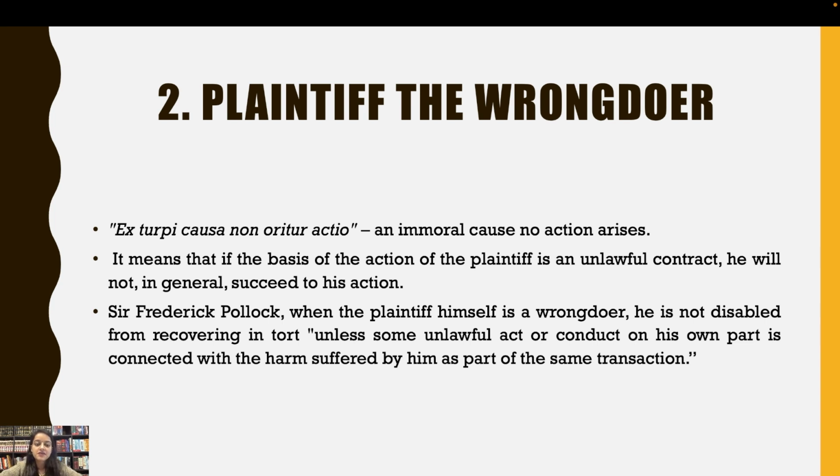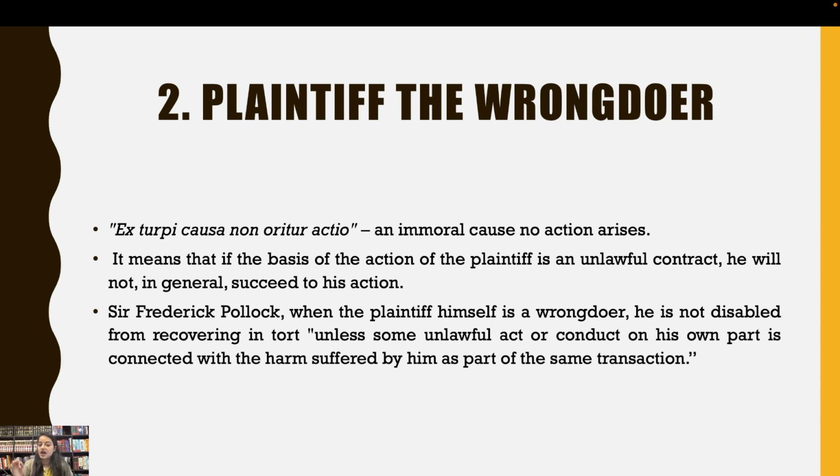It means that if the basis of an action of the plaintiff is an unlawful contract, he will not, in general, succeed in this action. In general, right? Not every case where the plaintiff is a wrongdoer will result in absolving the defendant of the liability. So, Frederick Pollock: when the plaintiff himself is a wrongdoer, he is not disabled from recovering in tort.